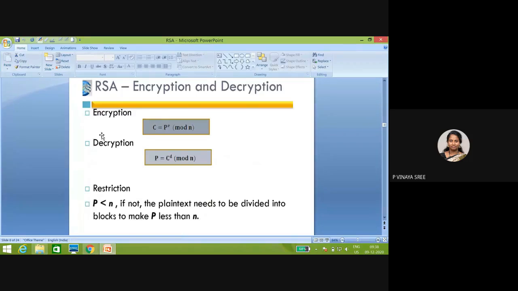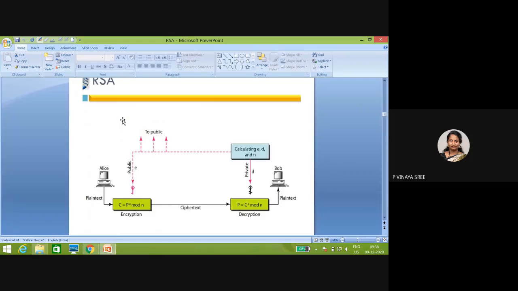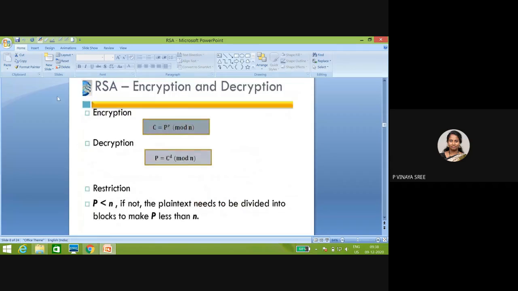Okay, so this is RSA encryption and decryption. Just now, with the help of a diagram, we studied RSA encryption and decryption. So this is for encryption: C equals P^E mod N, and for decryption, P equals C^D mod N. E is your public key, D is your private key. N should be selected in such a way that it is P into Q.